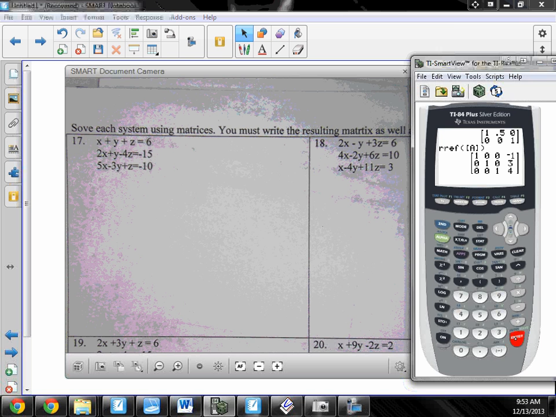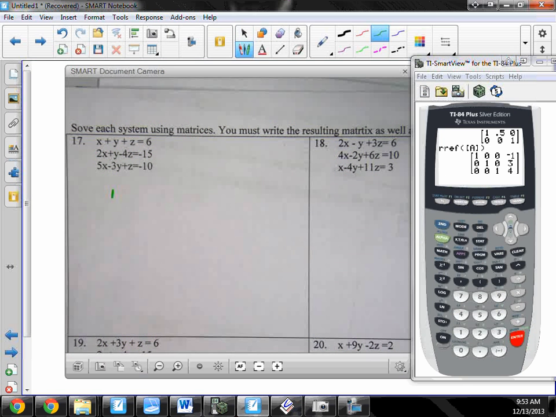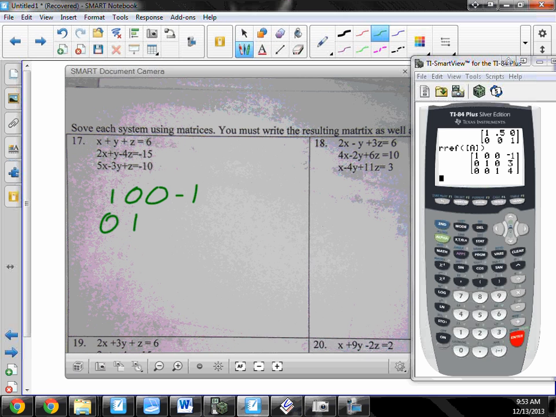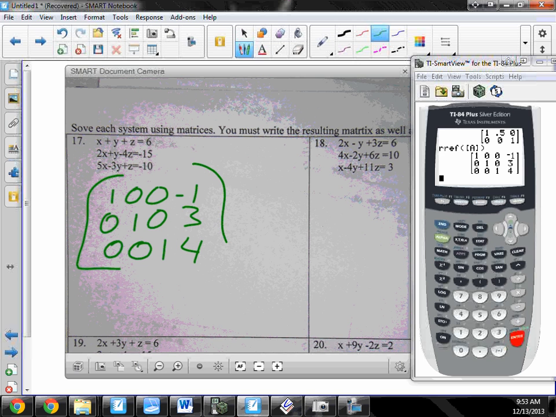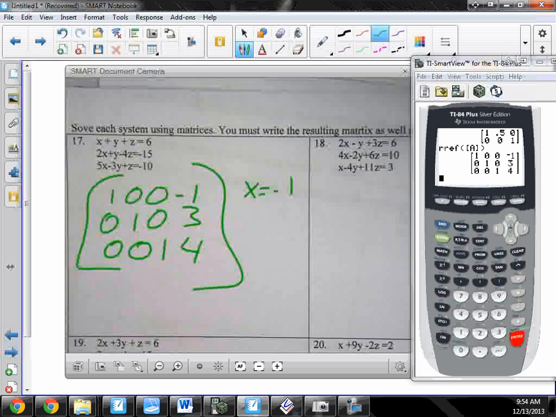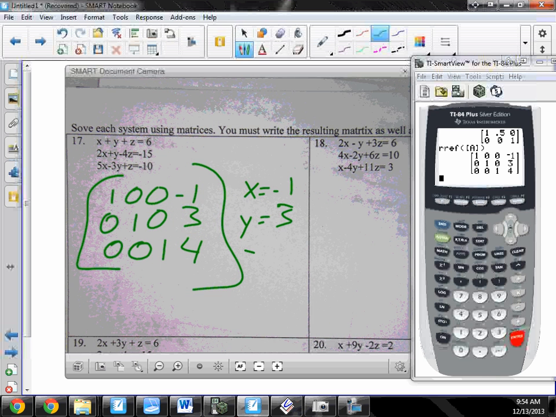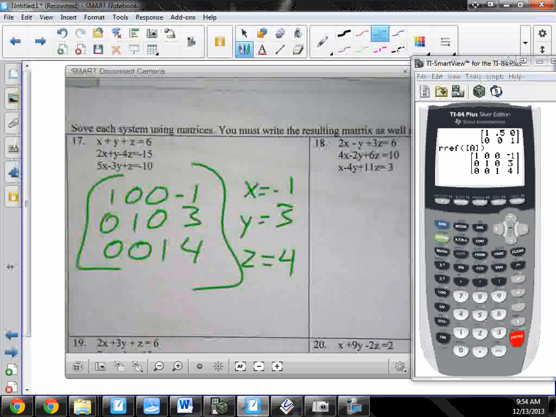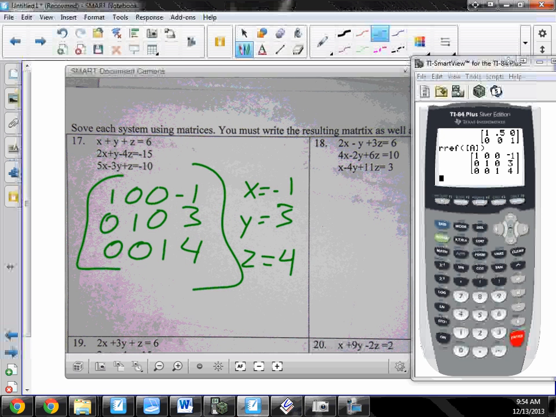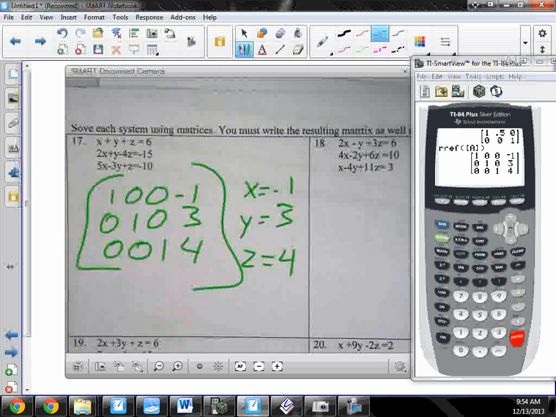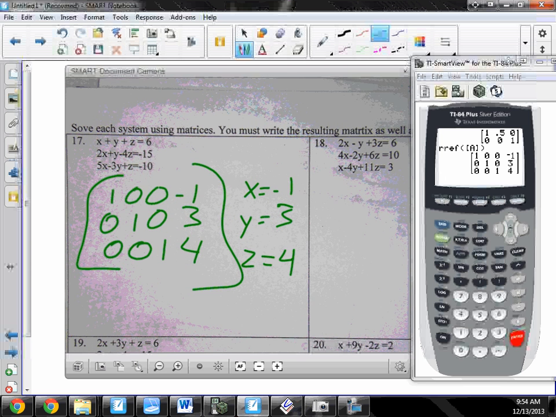RREF. So, I have 1, 0, 0, negative 1, 0, 1, 0, 3, 0, 0, 1, 4. Do I have the one solution pattern? Yes. So my answers are x equals negative 1, y equals 3, and z equals 4. Okay. Look at the last one. How are you going to do number 22? Every time a variable is missing, put a 0 in its place.